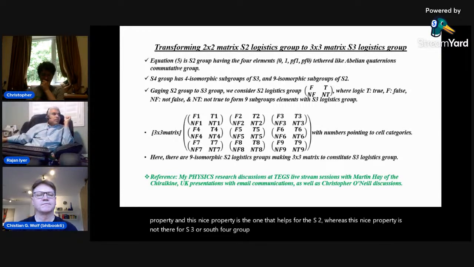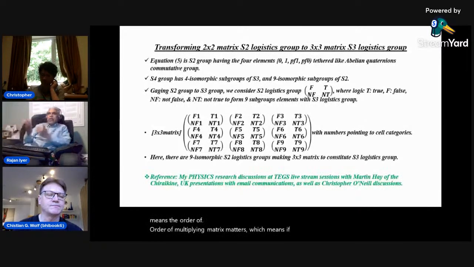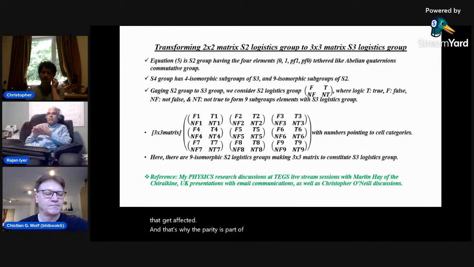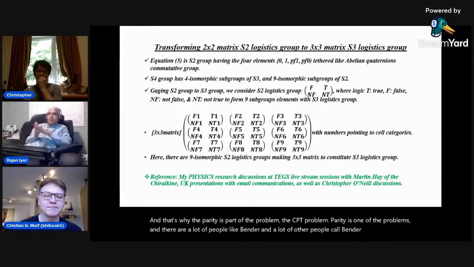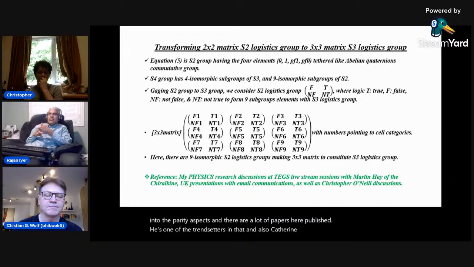The order of matrix matters, which means if we interchange the matrix, they don't have the same property. So the parity becomes a problem. You see that? The parity is one of the things that get affected, and that's why the parity is part of the problem. The CPT problem, parity is one of the problems. And there are a lot of people like Bender and a lot of other people. Carl Bender extensively looked into the parity aspects. There are a lot of papers he has published, and he's one of the trendsetters in that. And also Catherine Jones, people like that. They worked on the parity aspects, and that's a big problem.